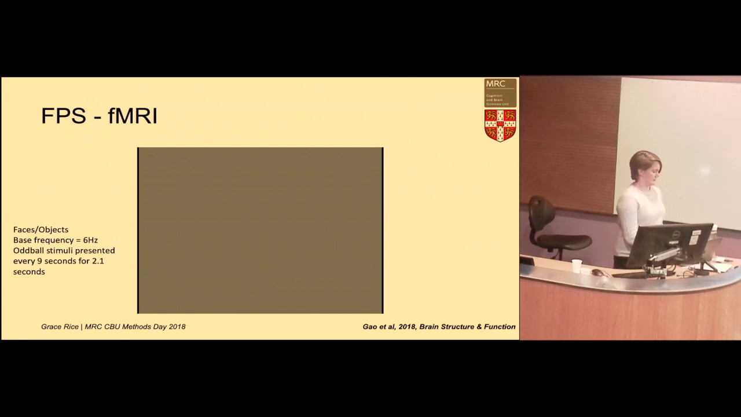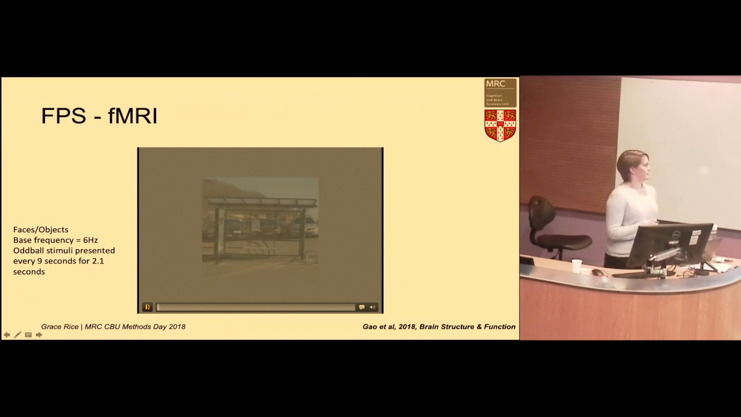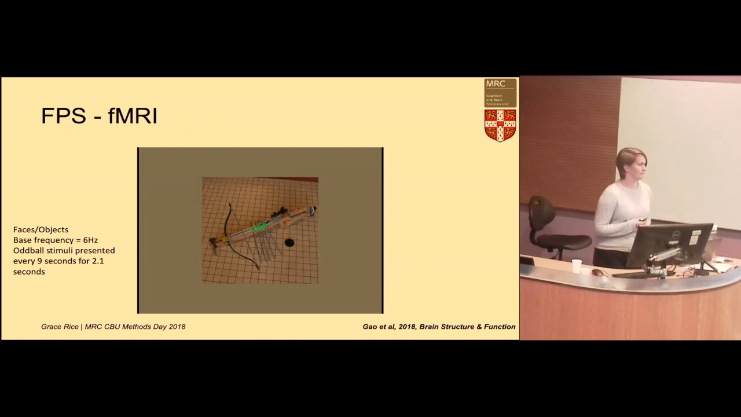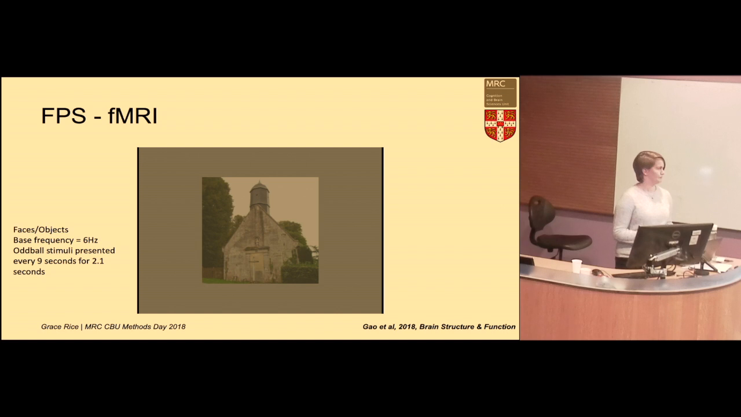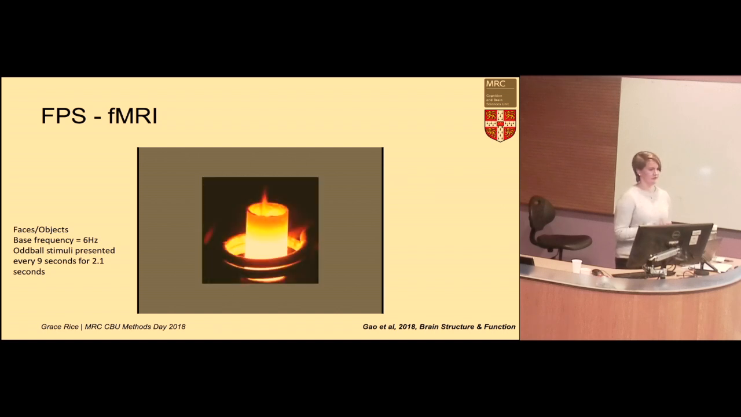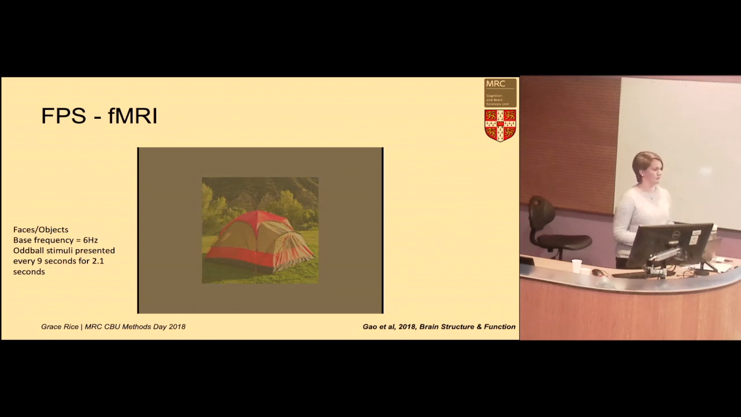And again, just to show you what this looks like, it's very similar to the EEG. So the base frequency again is 6 Hertz, and then every 9 seconds you'll start seeing the interleaved repetition of the faces amongst the base images, and then you can look at those mini blocks of stimuli. And again, the task is just look for the fixation cross, and when it changes colour, press the button.